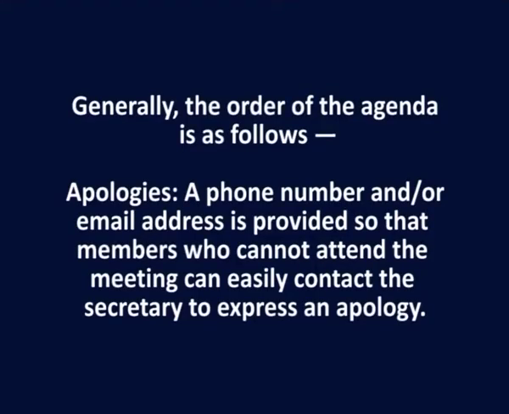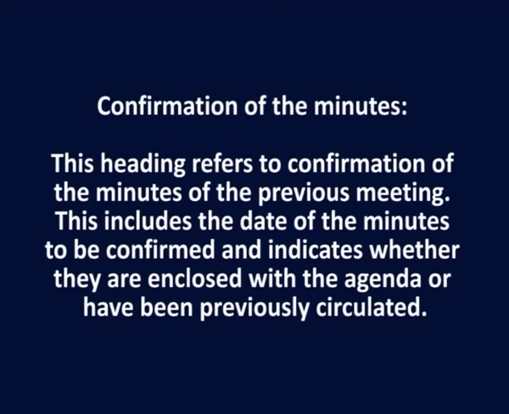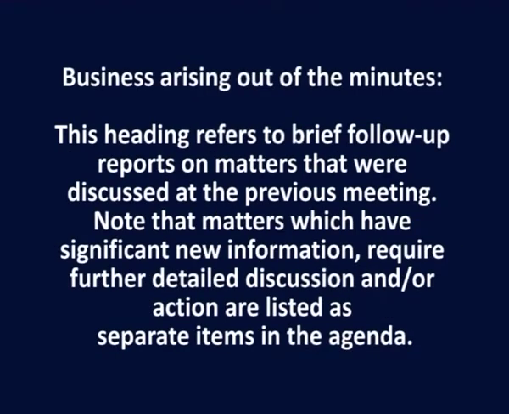Generally, the order of agenda is as follows. Apologies. A phone number or email address is provided so that members who cannot attend the meeting can easily contact the secretary to express an apology. Next is confirmation of the minutes. This heading refers to confirmation of the minutes of the previous meeting. This includes the date of the minutes to be confirmed and indicates whether they are enclosed with the agenda or have been previously circulated.